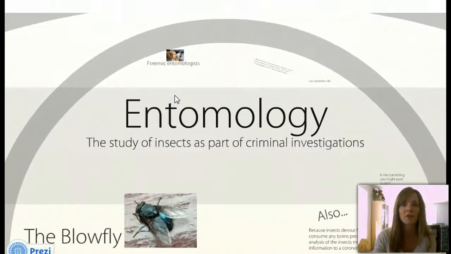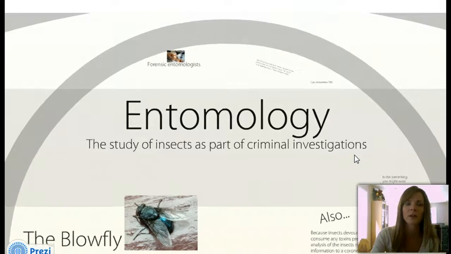But if you're an entomologist in the forensic science field, then you are studying insects as a part of criminal investigations. That's a big deal because you're taking such a small part of this, which it really isn't necessarily part of the crime, but it serves as evidence for many different things. So let's get into it a little bit further and you guys will understand.